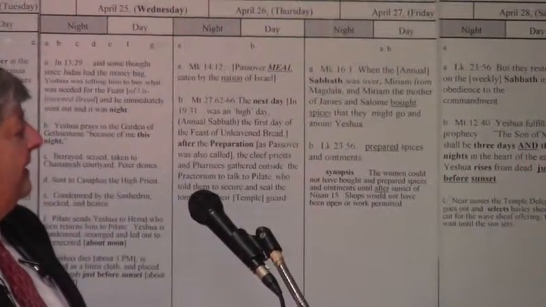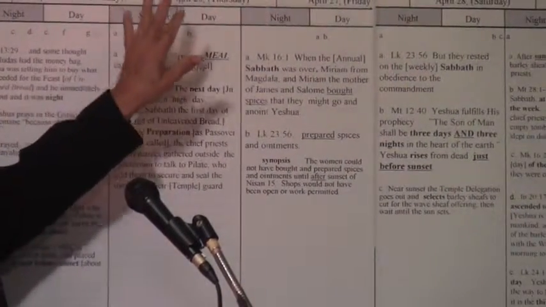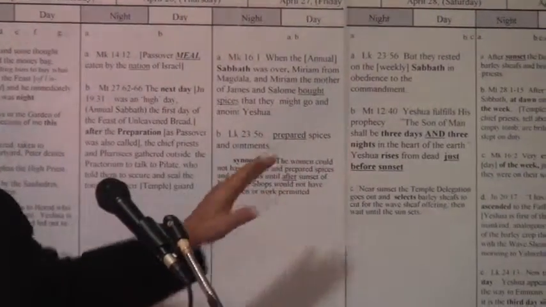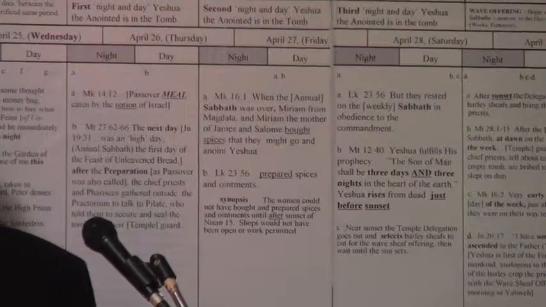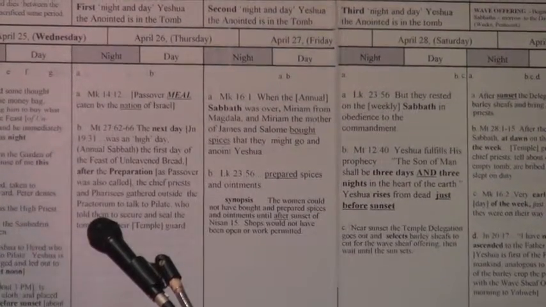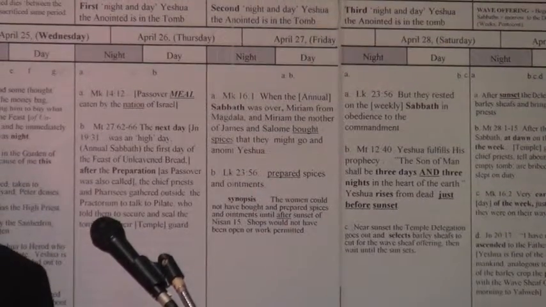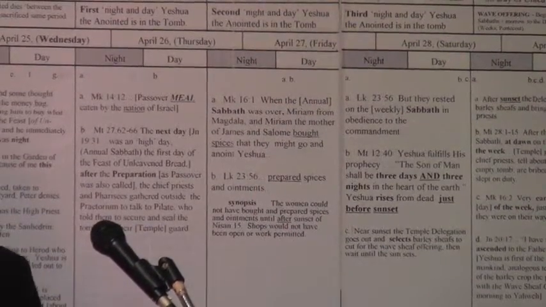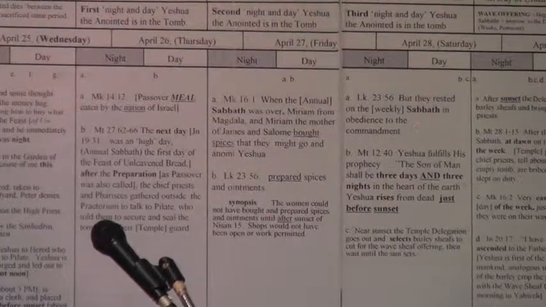Yeshua arrives from the dead just before sunset. One, two, three. As he had predicted about his own self, that he would be in the heart of the earth 3 days and three nights. And when Miriam of Magdala went to the tomb, it was open. He wasn't there because he had already risen just before sunset on the Sabbath.